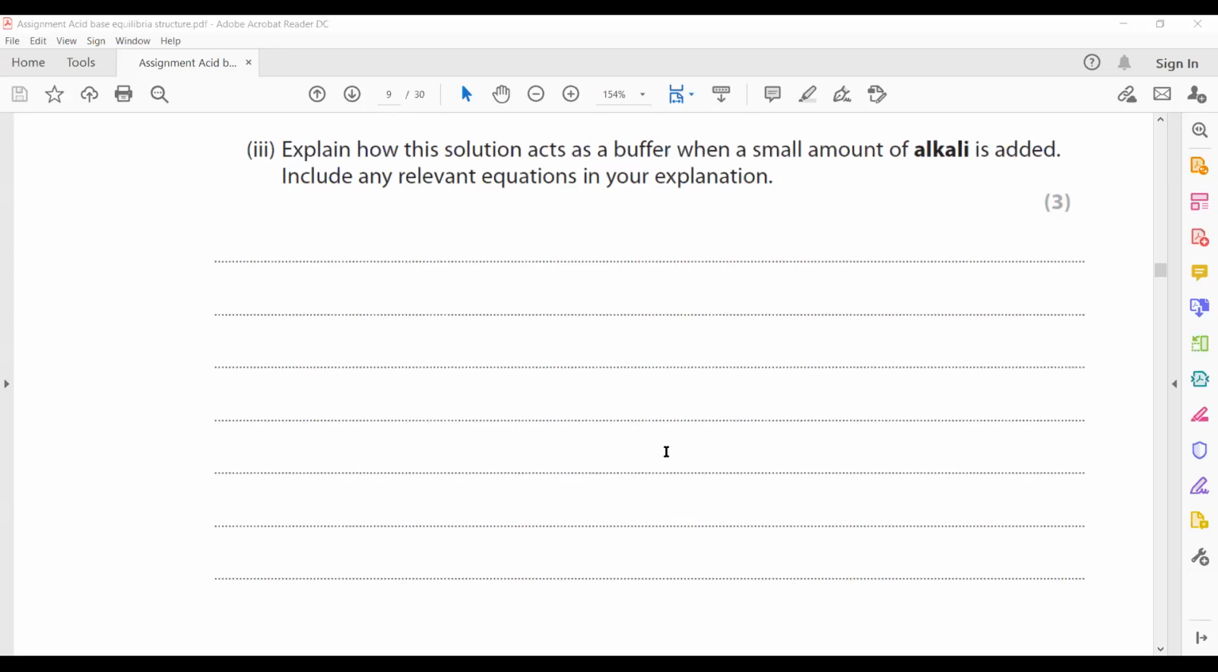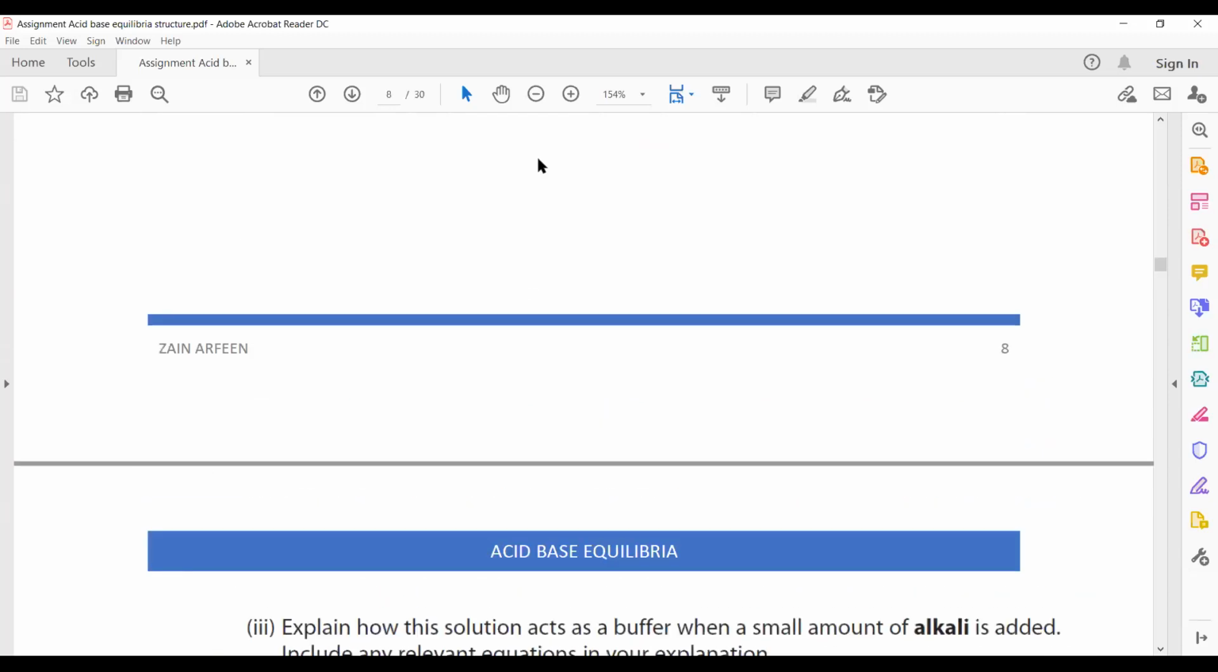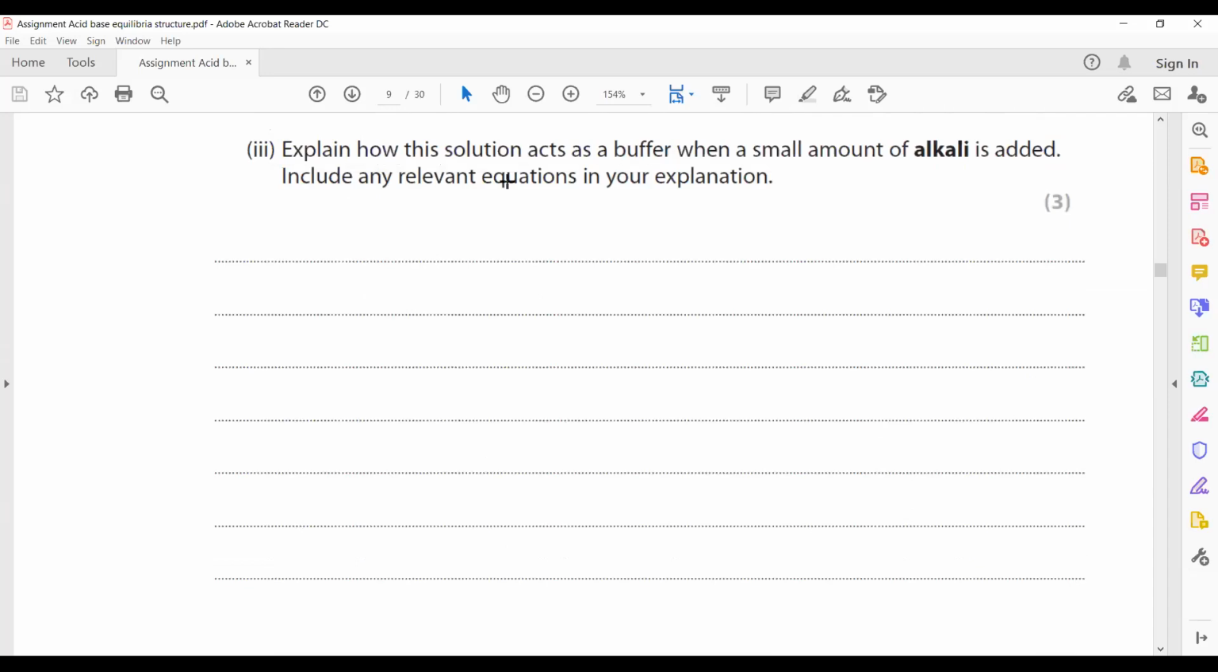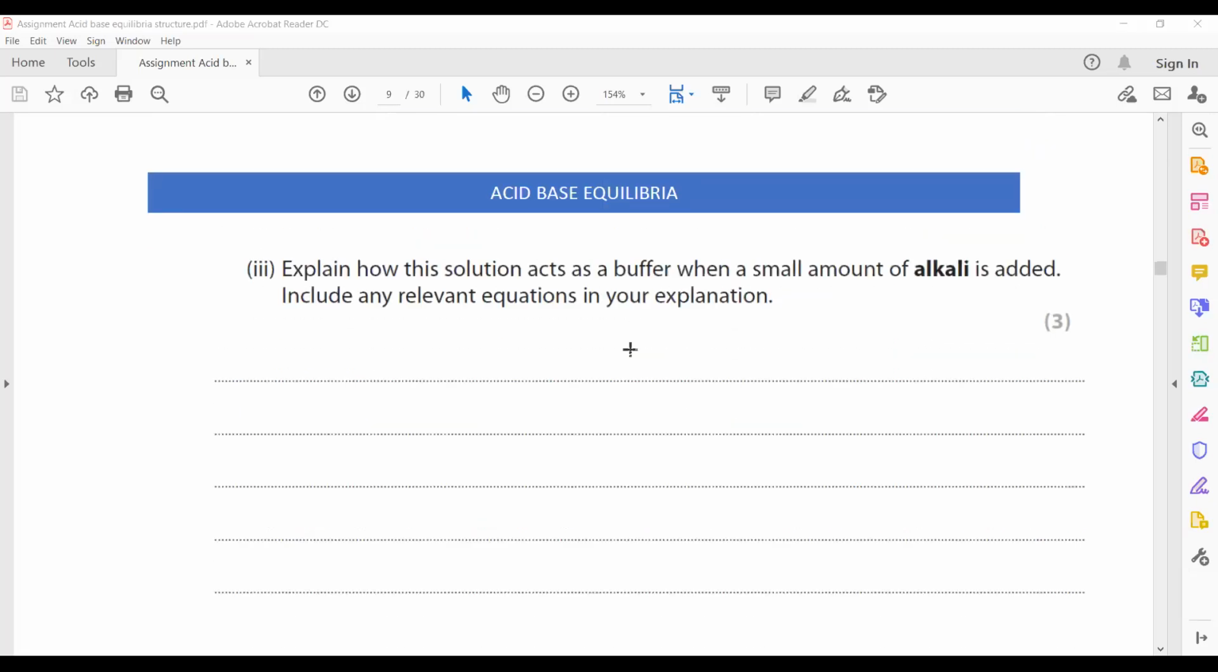The last part, the same way you will mention. Adding an alkali does not change the ratio between salt and acid, because we already have an excess or reservoir of the salt. So overall the pH will not change when a small quantity is added. Not large or bulk, only a small quantity.